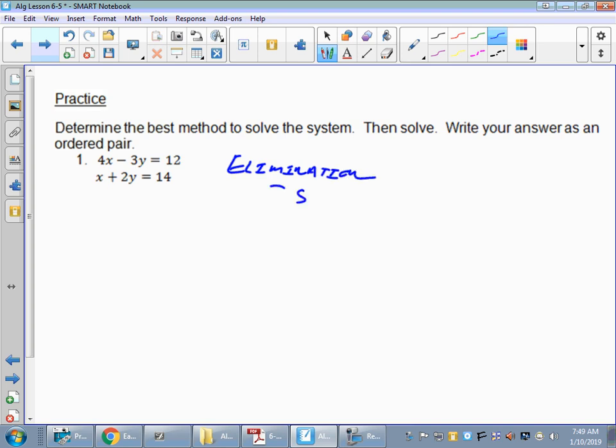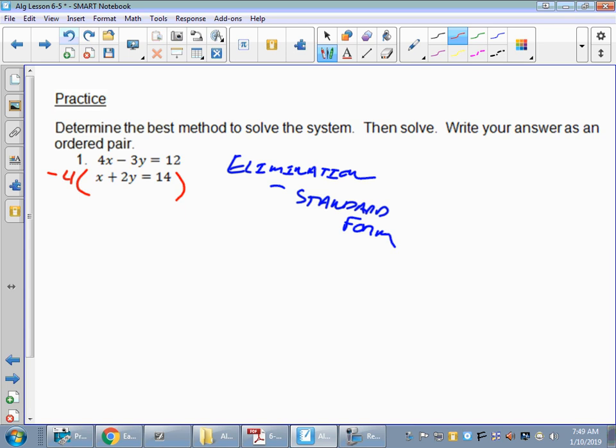Because it's in standard form, you can see that my x's are lined up, my y's are lined up, and my constants are lined up. So I'm going to look at using elimination. I would probably have to multiply this bottom one by 4. I'd multiply this whole thing by a 4, probably a negative 4, because I want to get rid of the x's. But that would be your choice on what you wanted to do.